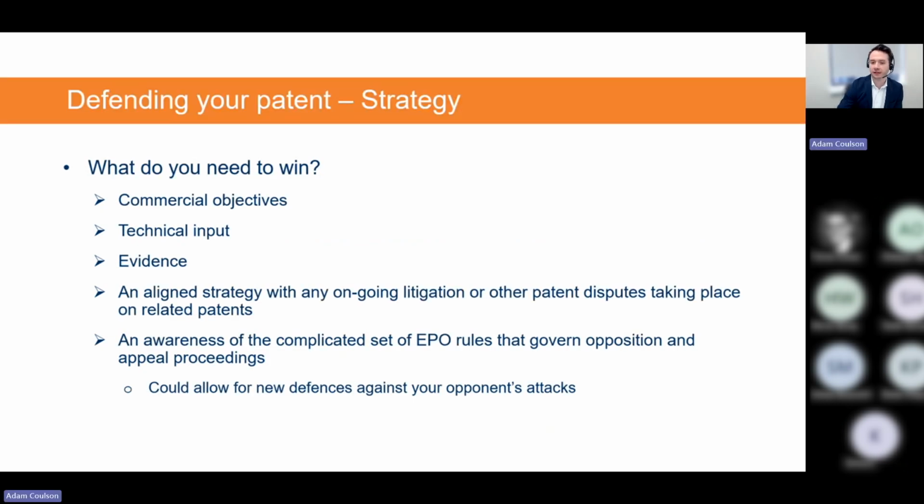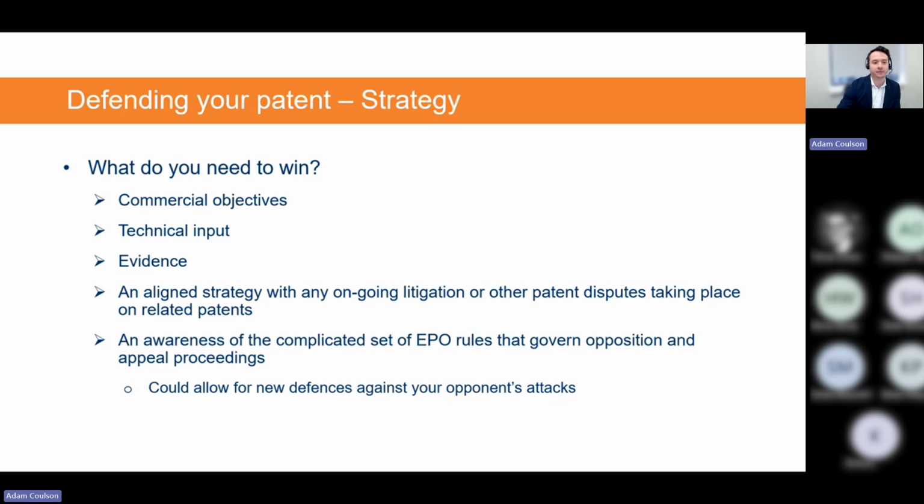So now some considerations as to the strategy for defending your patent. What do you need to win? It's important to understand that you will need to successfully defend your patent against an opposition. Given that you may be faced with copious amounts of argumentation and evidence, you will need to be able to understand the strength of the opposition case you're faced with and what you need to defeat it.